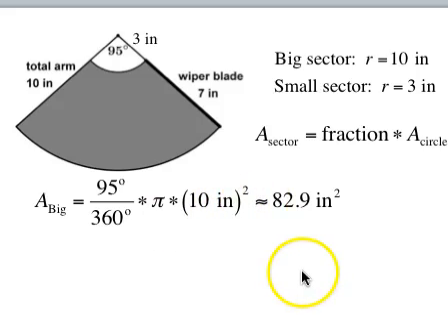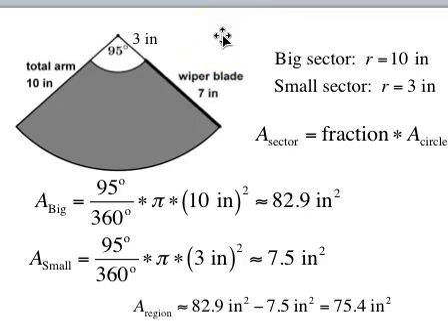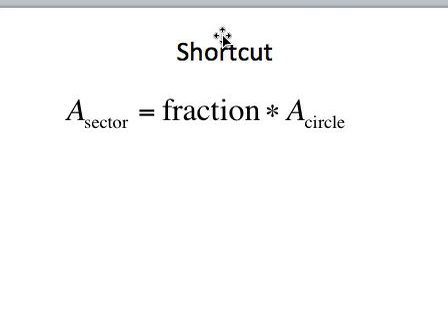So when we actually plug this in, we get about 82.9 square inches for the large piece. And the small piece gives us 7.5 square inches. So the area in between would just be the difference, 82.9 square inches minus 7.5 square inches, which gives us this gray area here, the part of the windshield that the wiper is actually cleaning, or about 75.4 square inches.